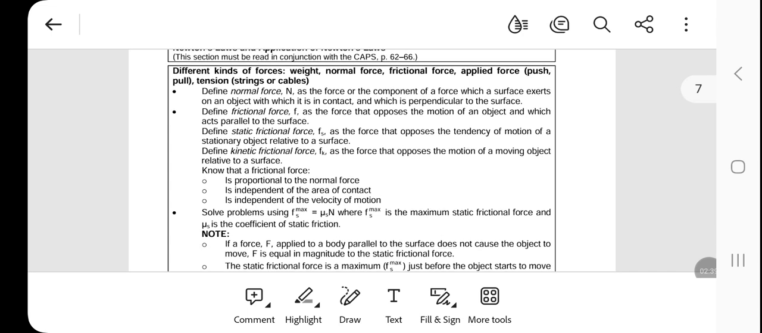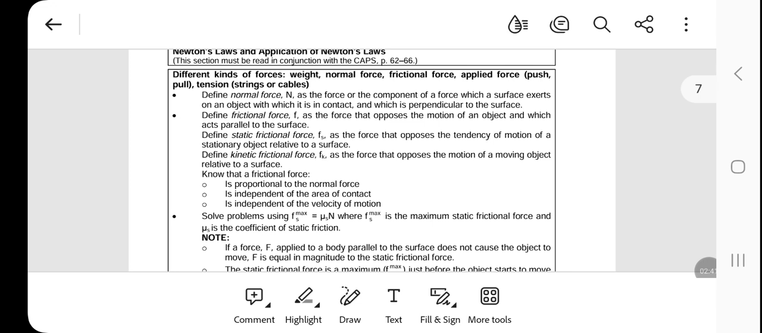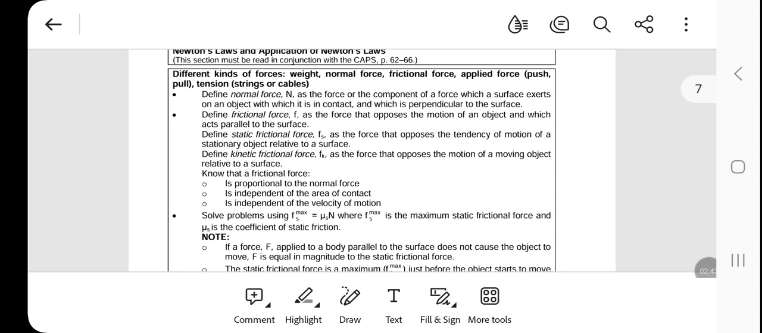Our first point is saying define normal force. You must know how to define a normal force. What is a normal force? Let's give it from the definition there. A normal force, which is given as a simple capital letter N, you must know that, guys, is the force or the component of a force which a surface exerts on an object with which it is in contact and which is perpendicular to the surface.